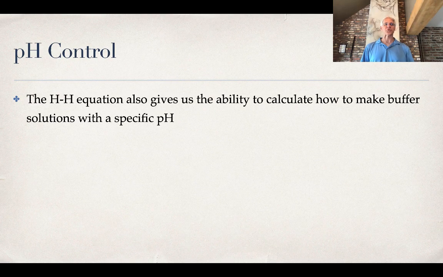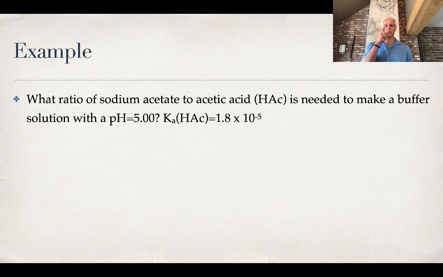So we can also use buffer solutions to do pH control. We can use the Henderson-Hasselbalch equation to tell us how to make a buffer solution with a very specific pH. So here's an example. What is the ratio of sodium acetate to acetic acid? We're just going to abbreviate acetic acid as HAc and acetate as Ac minus. We want to make a buffer out of sodium acetate and acetic acid. What ratio do we need to have the pH be 5? And the Ka of acetic acid is 1.8 times 10 to the minus 5.